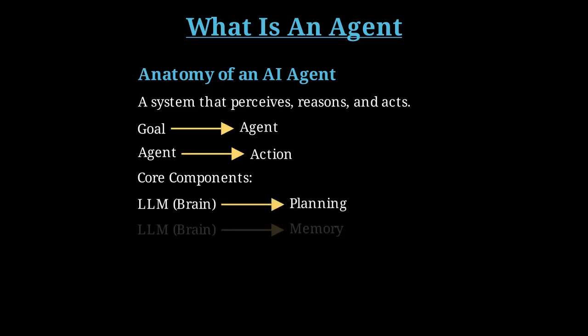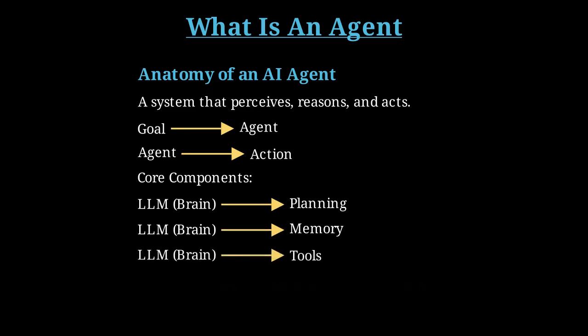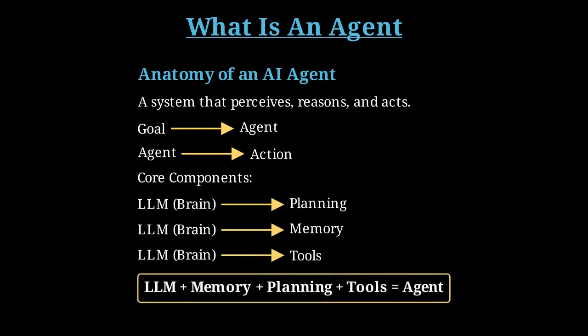The core of any modern agent is a powerful large language model, or LLM, which acts as the brain. This brain is then augmented with three critical components. First, a set of tools which act as its hands to interact with the world. Second, a memory system to learn and recall information. And third, a planning module to break down complex goals into actionable steps.